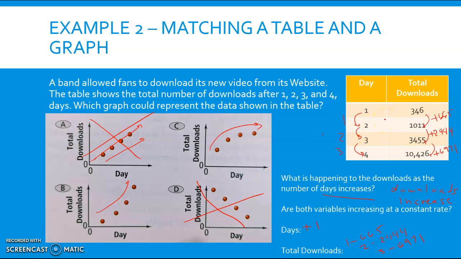So, looks like this is actually saying the opposite of this graph, because this is increasing very rapidly. It's jumping up by bigger numbers as the days go on, right? So that would have to be this graph here, right? We don't want this graph either. This one looks like it's slowing down as the days go on. So I'm going to go with B.